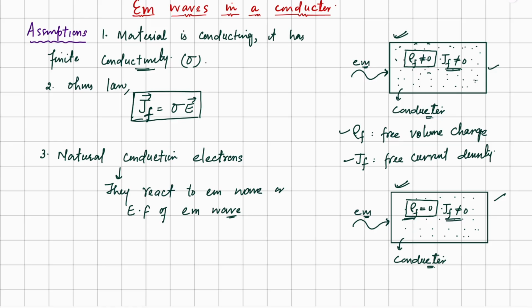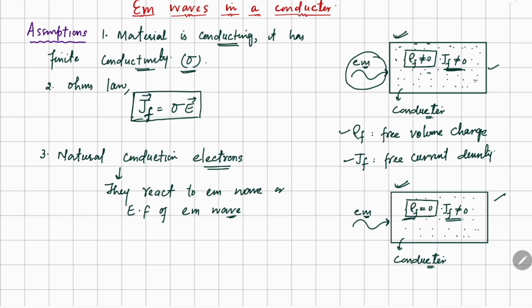I'll remind you that these charges are not charges that we put in from outside, but rather natural conduction electrons inside the conductor. I hope you understand these three assumptions. The material is a conductor with finite conductivity, the free current density follows Ohm's law, J_f equals sigma E, and these are the natural conduction electrons inside the conductor, and they react to the electromagnetic wave.